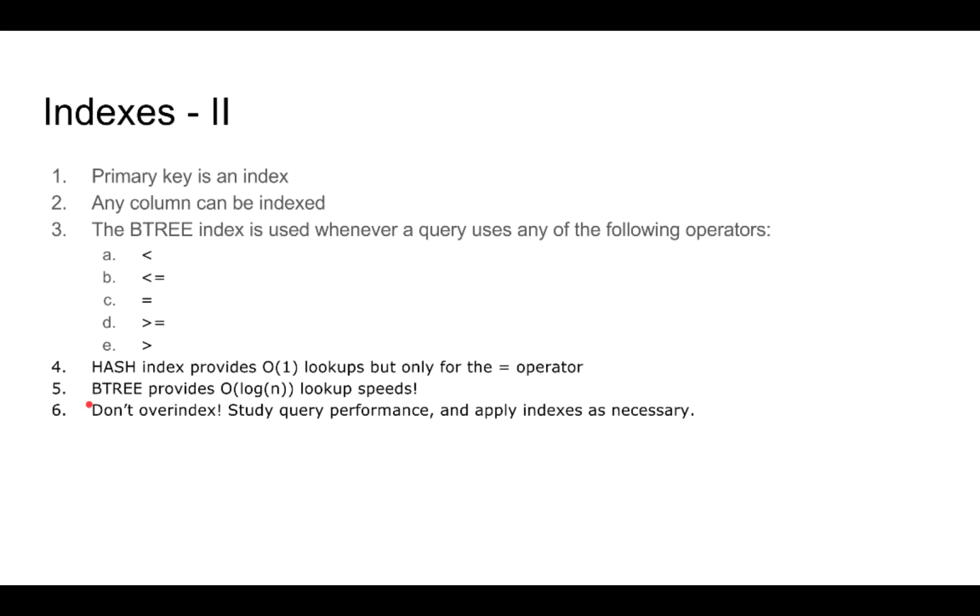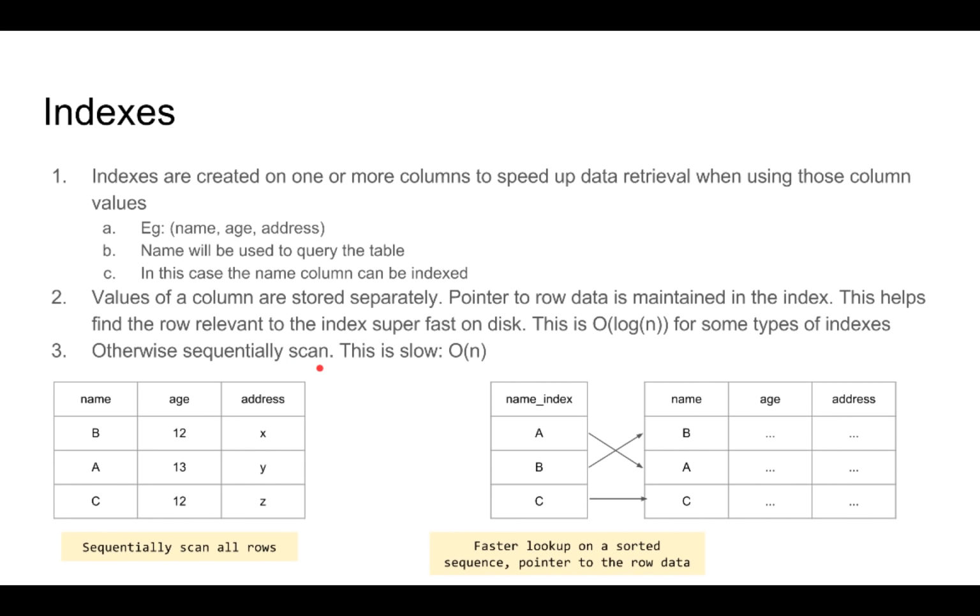The important thing about indexing is to not over-index. Do not apply indexes on all columns. Apply indexes only on columns that are used in queries frequently. The reason why it's important not to over-index is, again, to go back to this diagram.